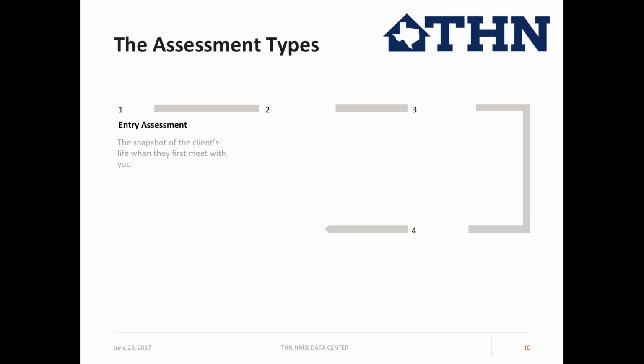You gather also a current living situation, which is paramount to determine chronic homelessness. You get income and other sources, which gives you a hint of the type of help your clients might need. So you get all of this information, and this is your first assessment. If you don't capture demographics, we can't tell accurately who is being served.